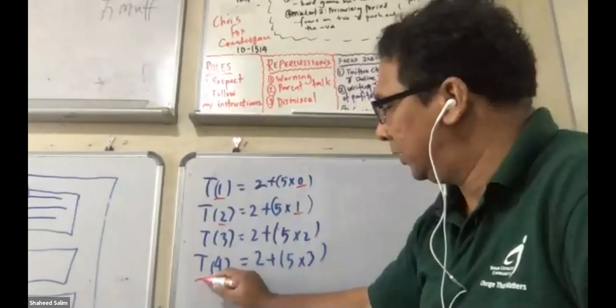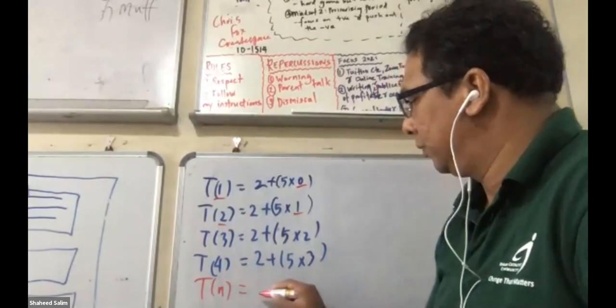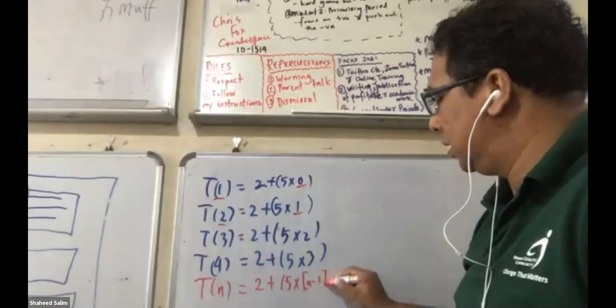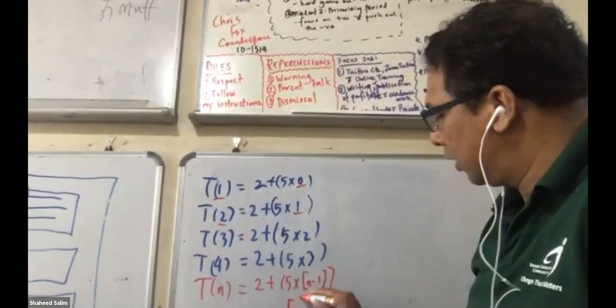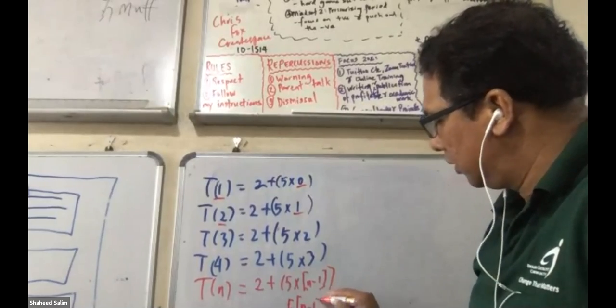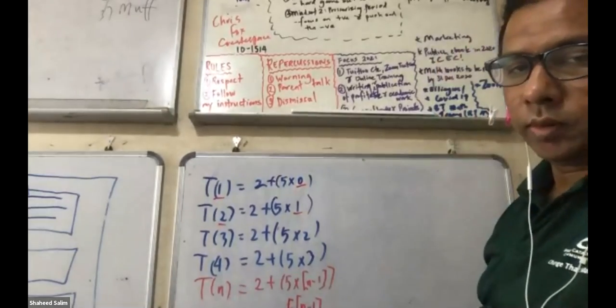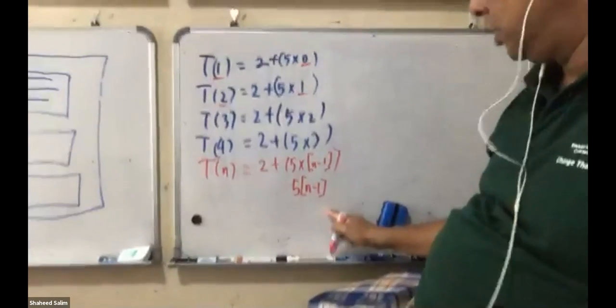So what is your n term? N term. 2 plus 5 times n minus 1. Yes, this is what it is. Okay, 5 times n minus 1, you can write it like that. It's the same thing. Sorry, you cannot see. Okay, you can write it like that.